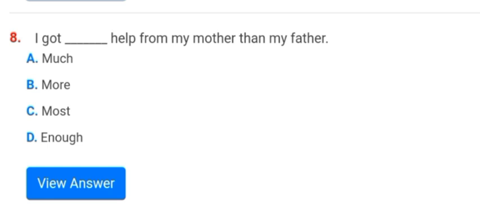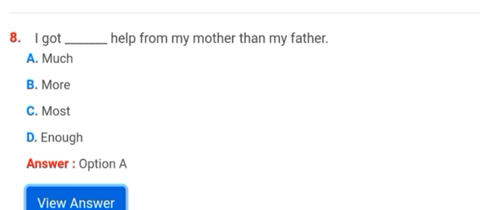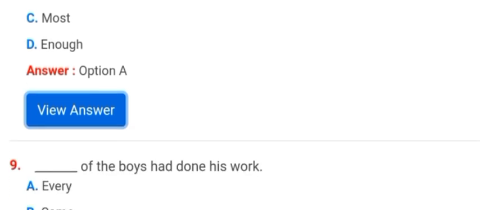Question number 8. I got this help from my mother than my father. A: mass, B: more, C: most, D: enough. Correct answer: option A, mass. I got much help from my mother than my father.